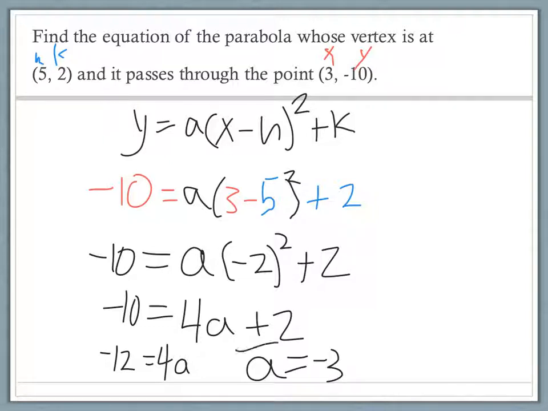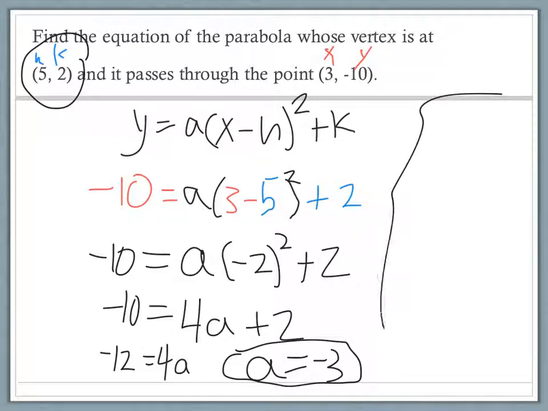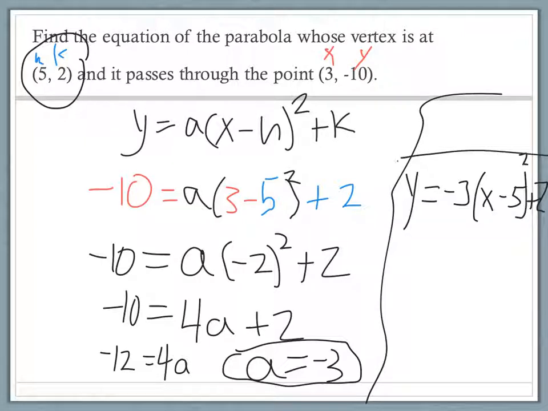Okay, so I have my a value, and I also have my h and my k. I'm going to use those to write my final equation. I'm going to box that out. So y equals, my a is negative 3, times (x minus 5), or minus my h, squared. And then my k is just 2, so I'll put plus 2. That's my final equation. In our final answer, we don't use our x and our y. Those are just used to find the a value.